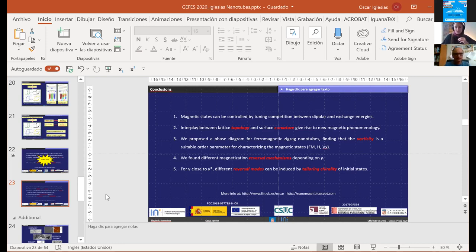But this can be scaled up using micromagnetic simulations, as I told you. All these energies can be scaled up as long as you respect the aspect length ratio of the tube. So I think this can be extrapolated to longer tubes.